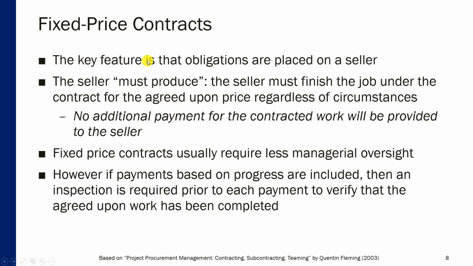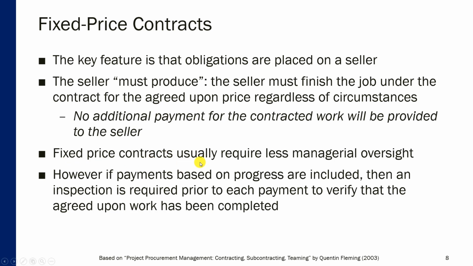One of the key features of fixed price contracts is that obligations are largely placed on the seller. The seller must produce within the agreed upon price range, or deliver the specific price that was agreed upon. So no additional payments for contracted work will be provided to the seller, so they need to do whatever it takes to be within the specified limits.